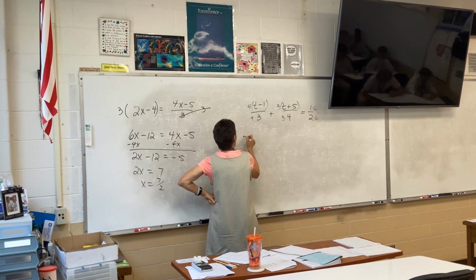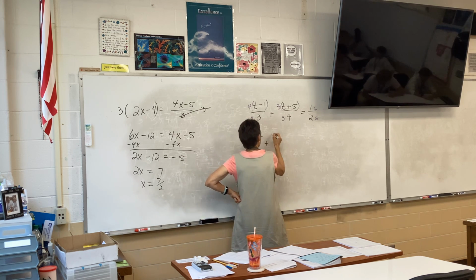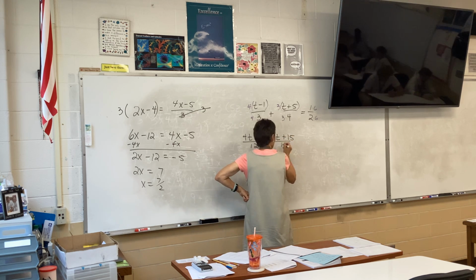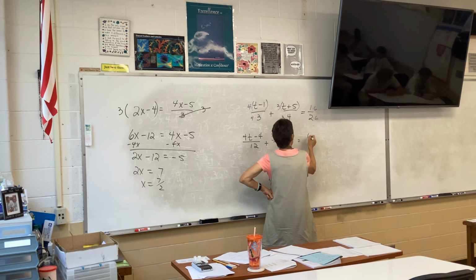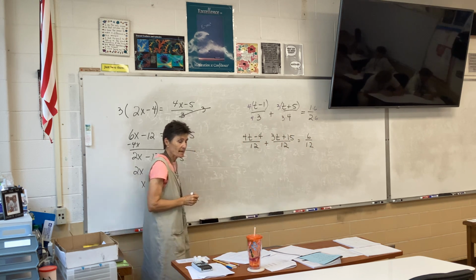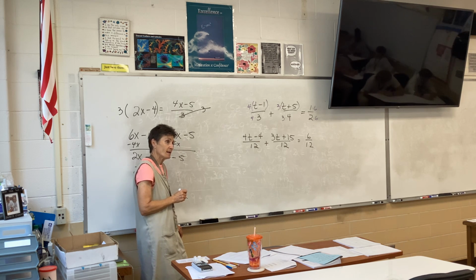So we have 4t minus 4 over 12 plus 3t plus 15 over 12 equal to 6 over 12. How does that look to you? Does that seem okay? All right, you guys, now listen. What happens next? What do I do now? Xavier?